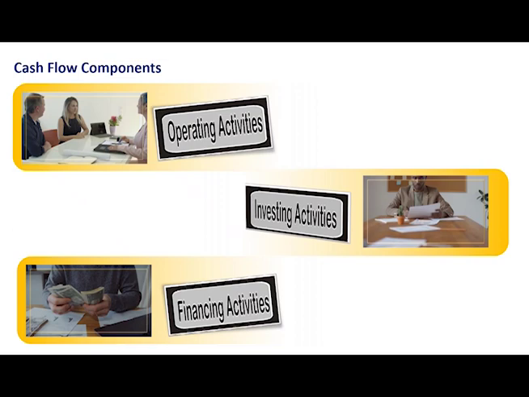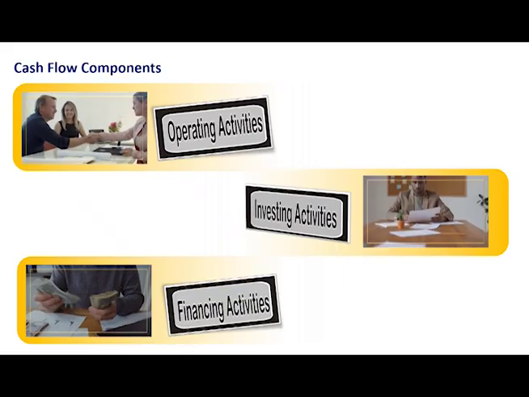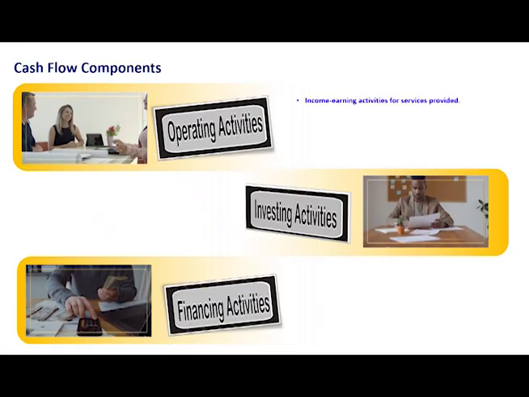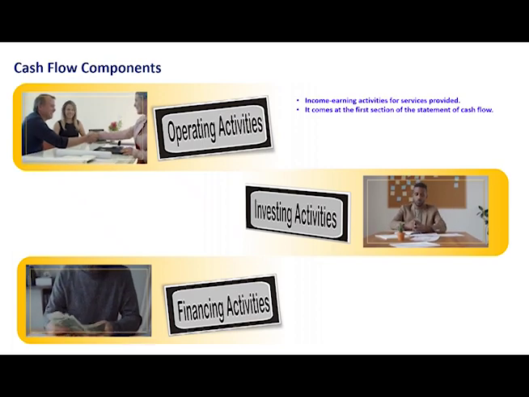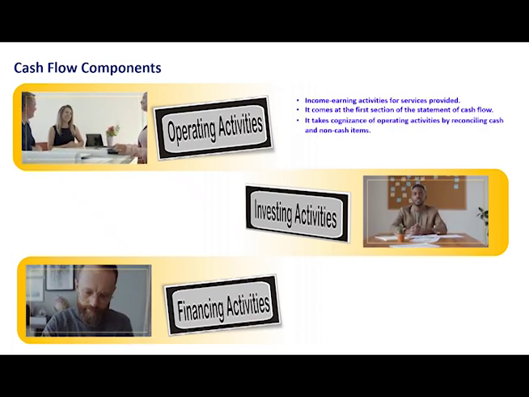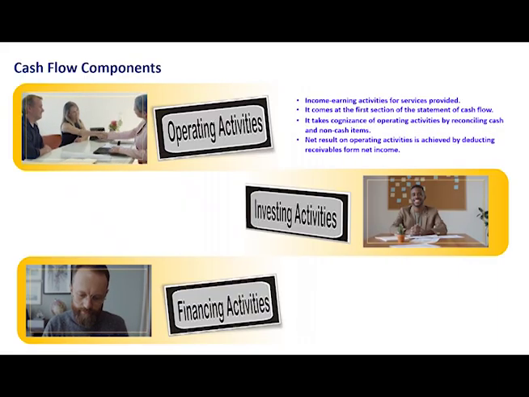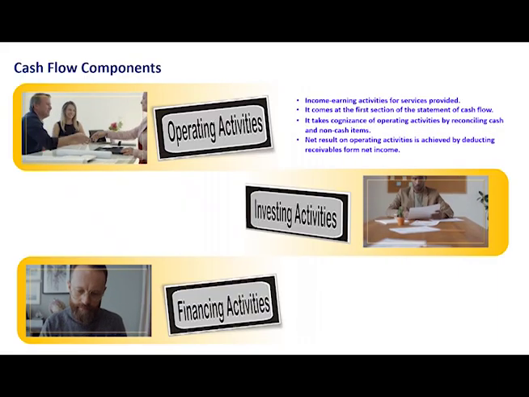Unlike a client's cash flow, which takes cognizance of income and expenditure only, an organization's cash flow classification is categorized into operating, investment, and financial activities. Looking at the operating activities first. These are income-earning activities for services provided by the microfinance institution. It comes in the first section of the statement of cash flows. It takes cognizance of operating activities by reconciling cash and non-cash items. The net result of operating activities is achieved by deducting receivables from net income.